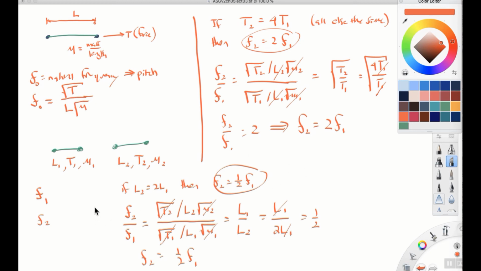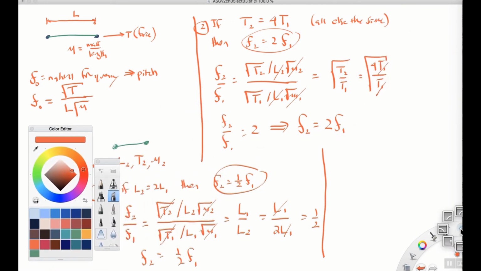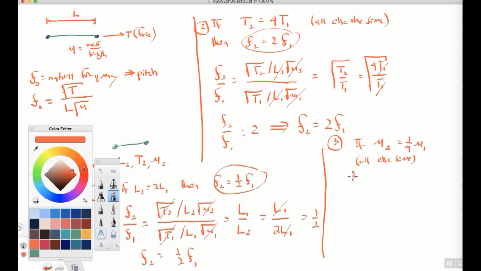Okay, so this would be maybe data point 1, this would be data point 2, and over here we can probably fit data point 3. Let's do that. Let's drag this stuff over here, and let's move this. Data point 3, he says, if the mass per unit length of wire 2 is equal to 1/4 the mass per unit length of wire 1, all else the same, then you will have the frequency of 2 equal to twice the frequency of 1. In other words, by quartering the mass, you go up by an octave.